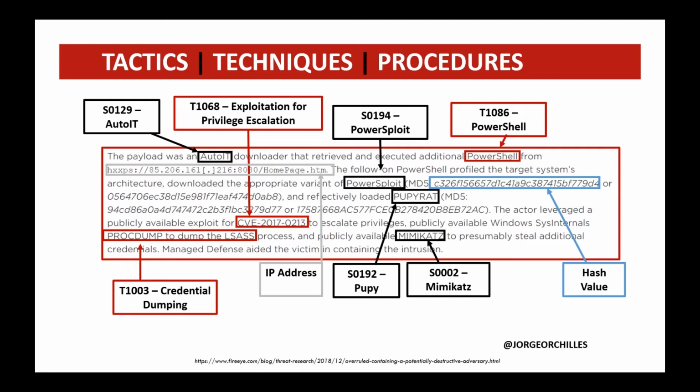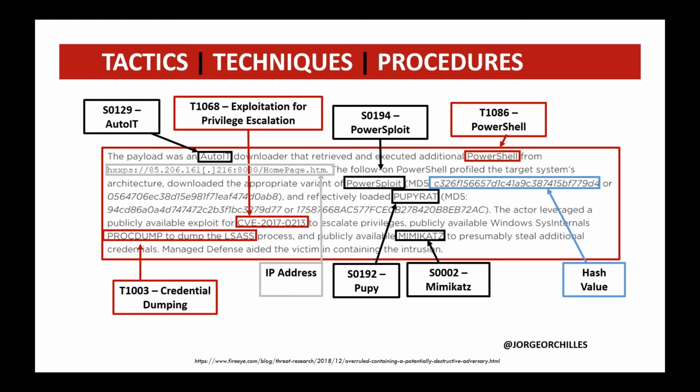So as you can see in the beginning, it says the payload was an AutoIT downloader. AutoIT, I know that. That's a software. It's S0129. And then you read through and it says that that downloader retrieved and executed additional PowerShell. PowerShell is a technique. It's T1086 on MITRE ATT&CK.